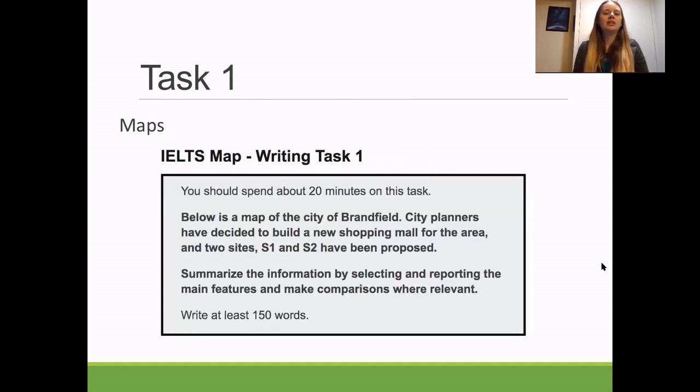Another example would be maps. Sometimes there will be a map on the test. So this is a map of the city of Brantfield. City planners have decided to build a new shopping mall for the area, and two sites, S1 and S2, have been proposed. And again, they say summarize the information by selecting and reporting the main features and make comparisons where relevant.